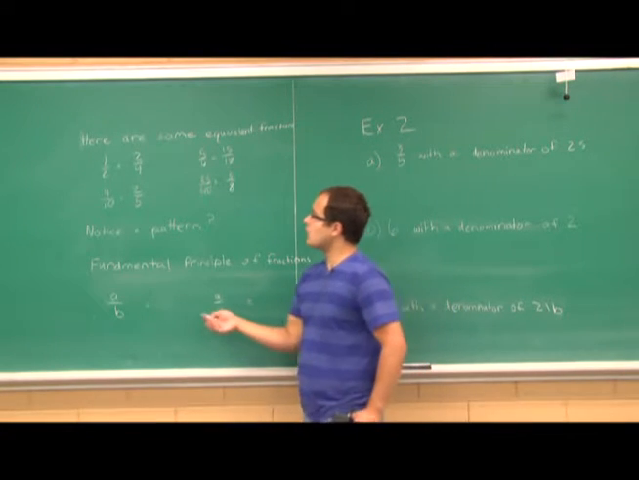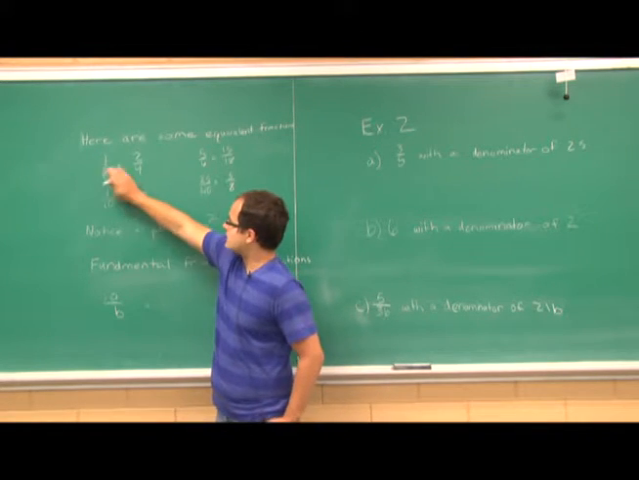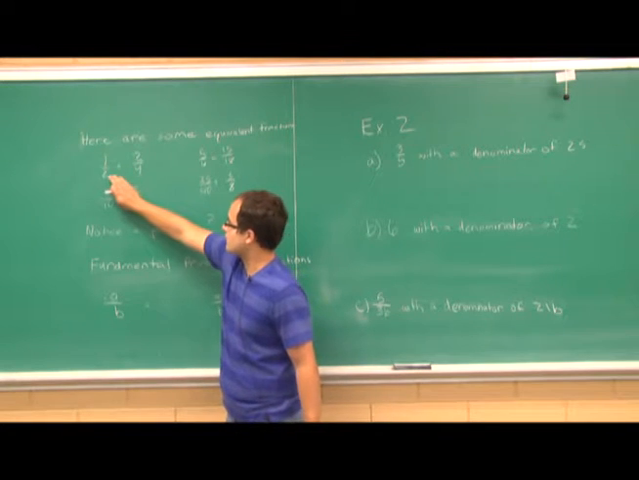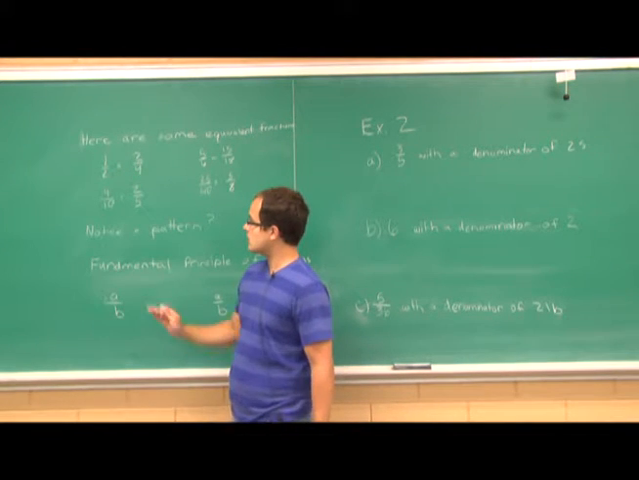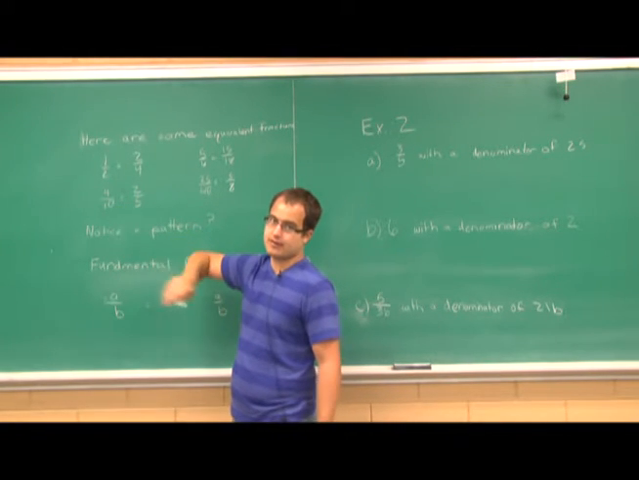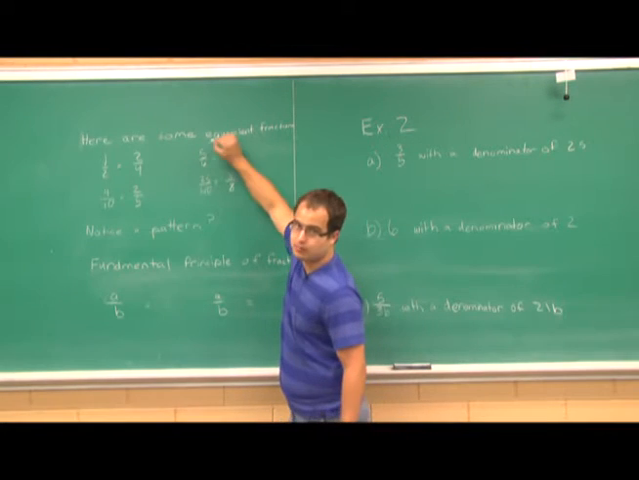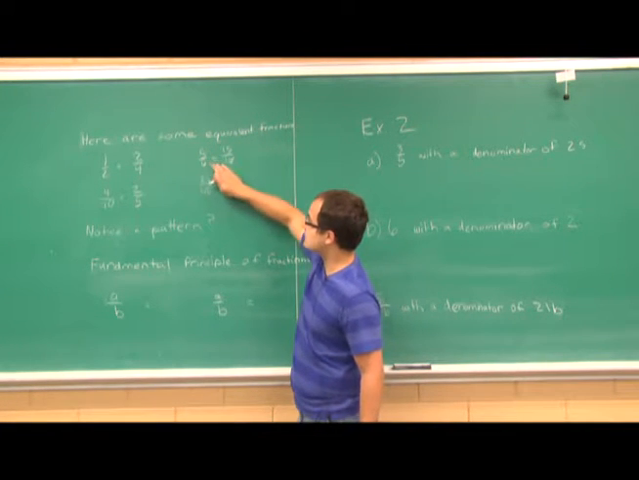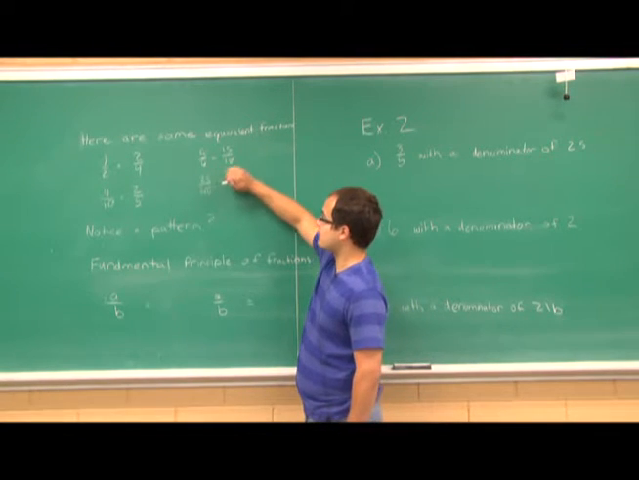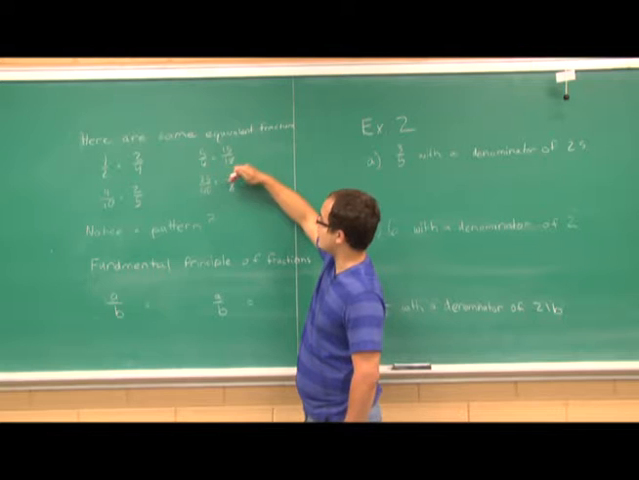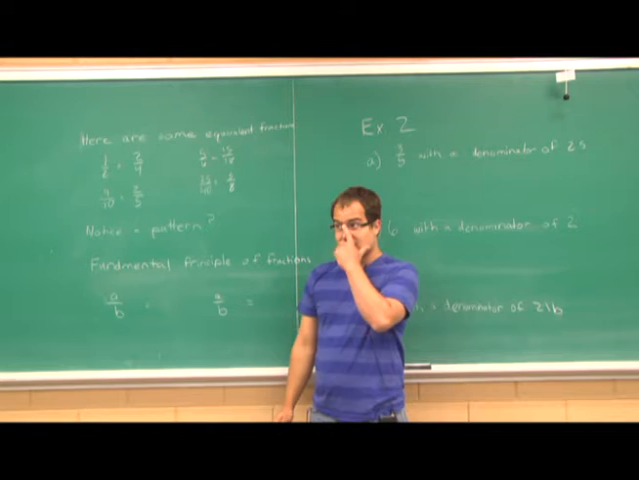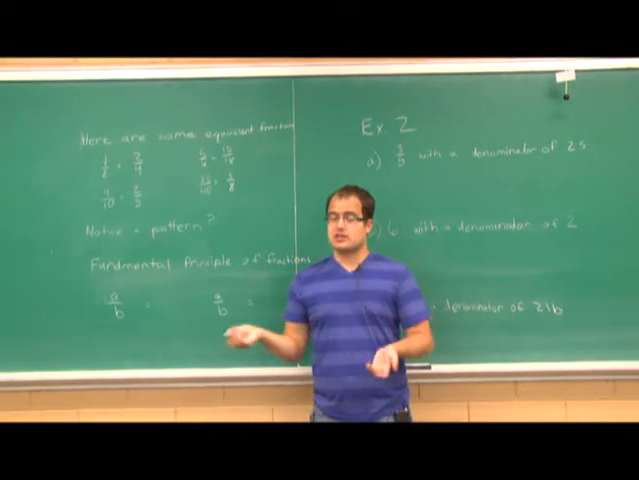Well, I noticed that they're basically multiples of each other. Like if I multiply this by 2, I get 2, and if I multiply this by 2, I get 4. If I divide this by 2, I get 2, and if I divide 10 by 2, I get 5. If I multiply 5 by 3, I get 15. If I multiply 6 by 3, I get 18. If I divide 25 by 5, I get 5. If I divide 40 by 5, I get 8. So that's a pattern with equivalent fractions.